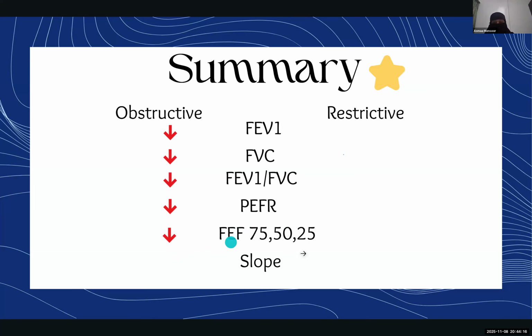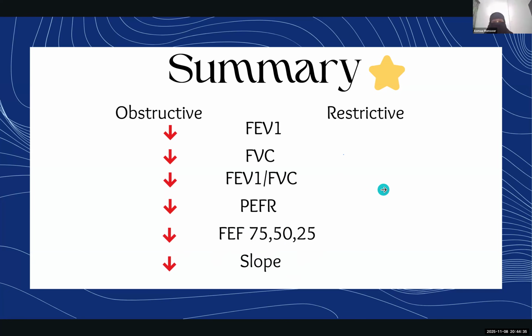What about the slope, guys? This is another important thing. What about the slope for obstructive diseases? Is it normal, increased, or decreased? It will be decreased. Very important. The slope will be decreased and it will go like a dome instead of shooting up and coming down. Okay? This is important to know.